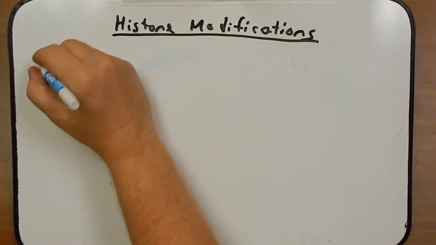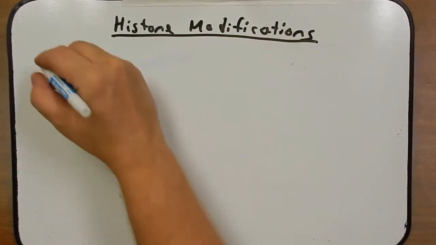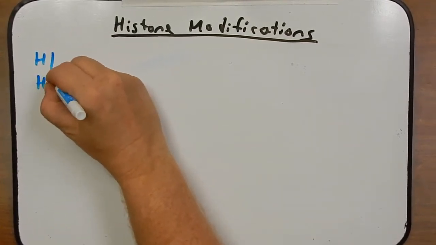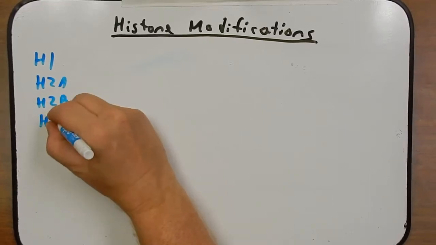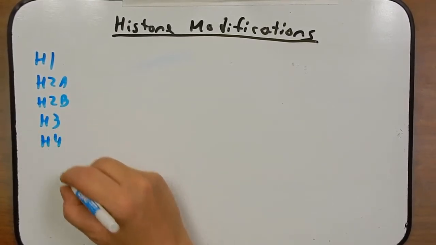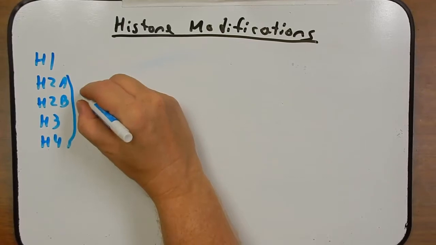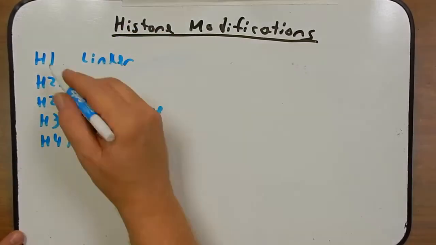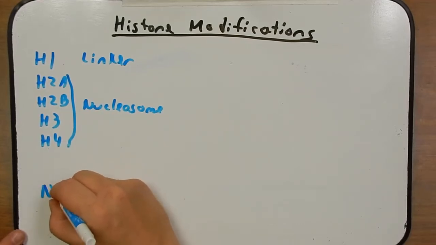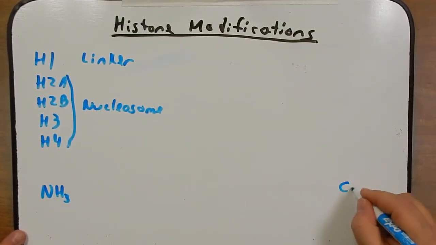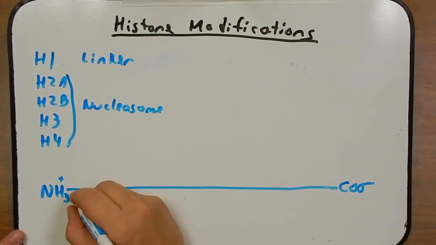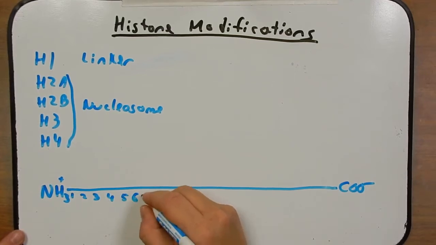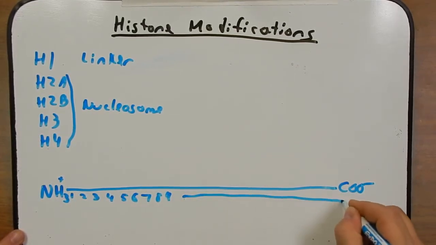Okay, I'm going to go over some nomenclature for how we describe histone proteins. We've talked a lot about histones already. We've talked about H1, H2A, H2B, H3, and H4, and we talked about how these are part of the nucleosome. And up here is the linker, just to remind you. All of these histones are proteins, so they have an amino end and a carboxyl end, and all the amino acids in between. And they're numbered 1, 2, 3, 4, 5, 6, 7, 8, 9, and then all the way down the line.